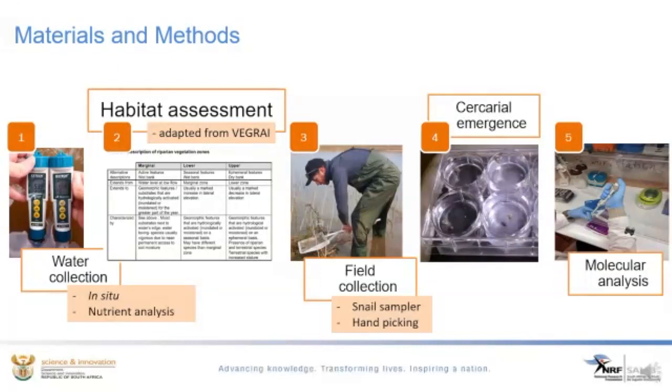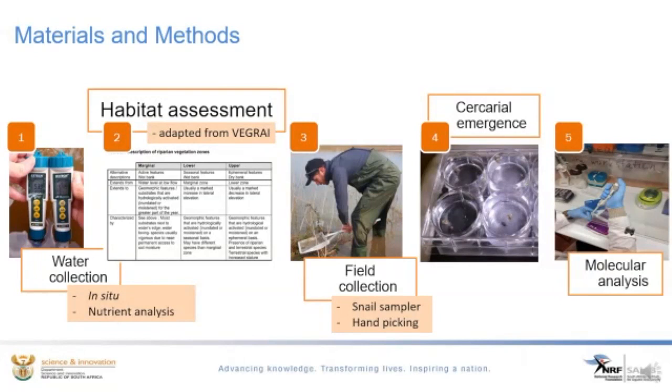Secondly, a qualitative habitat assessment was performed, adapted from VEGRAI. Thirdly, snails were collected from macrophytes, sediment and stones using a standard metal frame, snail scoop and hand collection methods. Cercarial emergence was done in the field by examining snails under light for 48 hours in 4-hour shifts. Molecular analysis is currently underway using the 28S, ITS and COX1 genes of cercarial trematodes and vector species to identify them to species level.